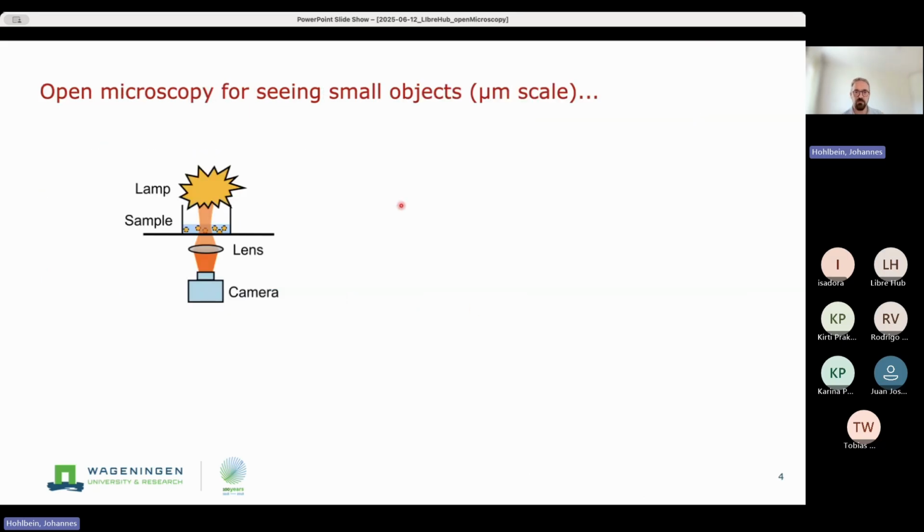These days, things are a lot easier, and open microscopy plays a very important part. In the simplest case, you have a single lens that focuses onto a sample, and you can record an image with a camera.